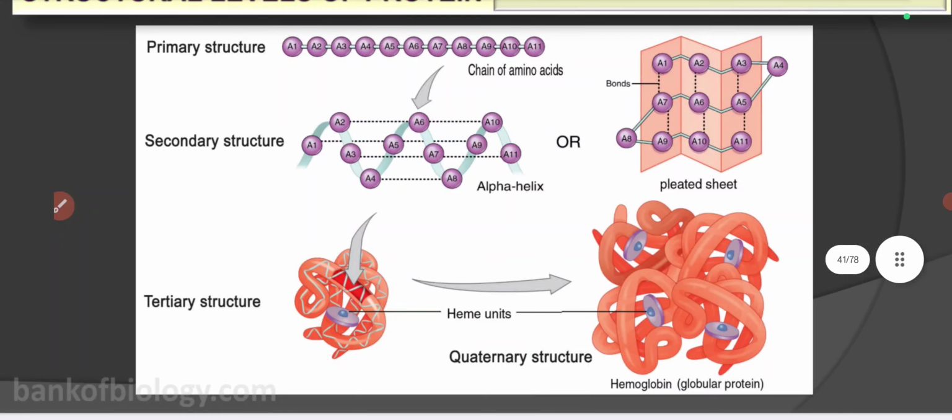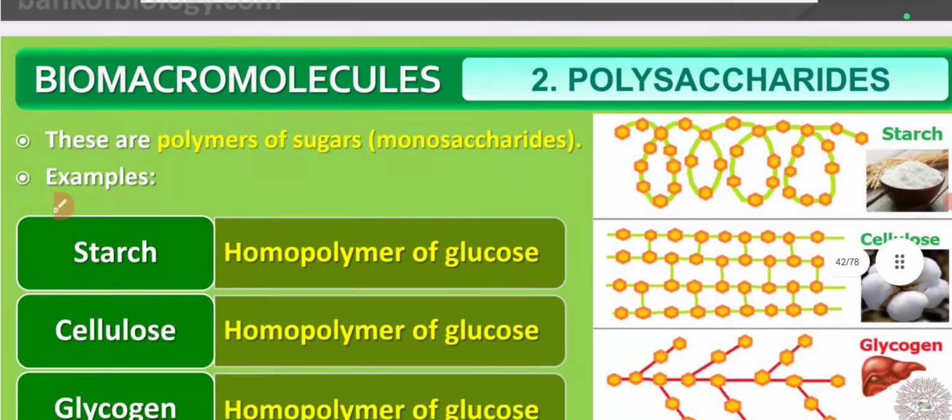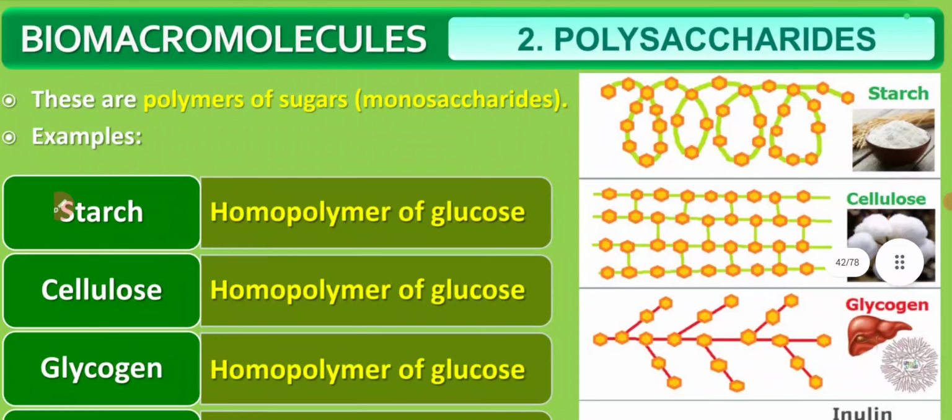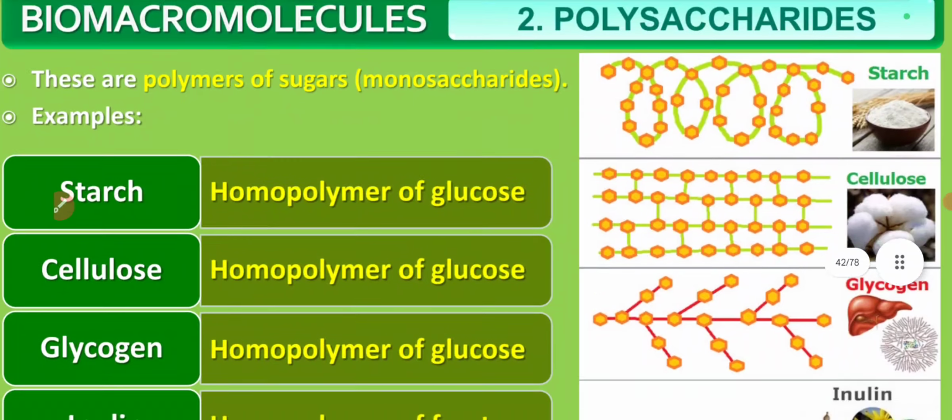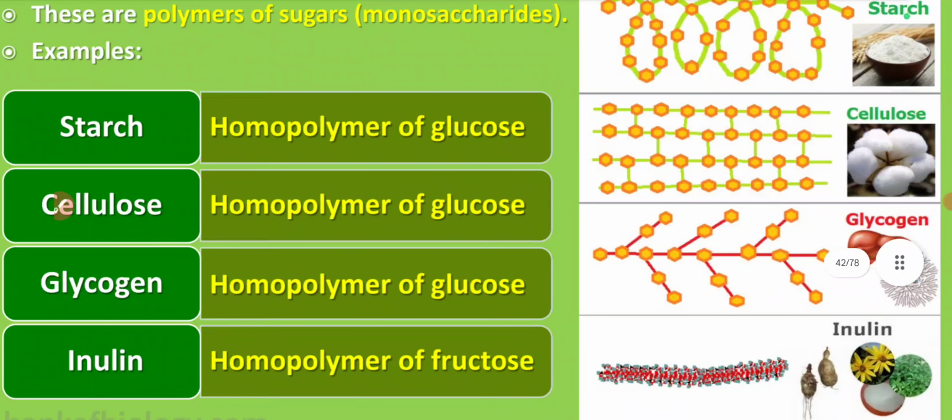Primary structure, secondary structure, tertiary structure, quaternary structure. Second is our polysaccharides. These are polymers of sugar. Monosaccharides. Example, starch, homopolymer of glucose, cellulose, homopolymer of glucose, glycogen, homopolymer of glucose, inulin, homopolymer of fructose.